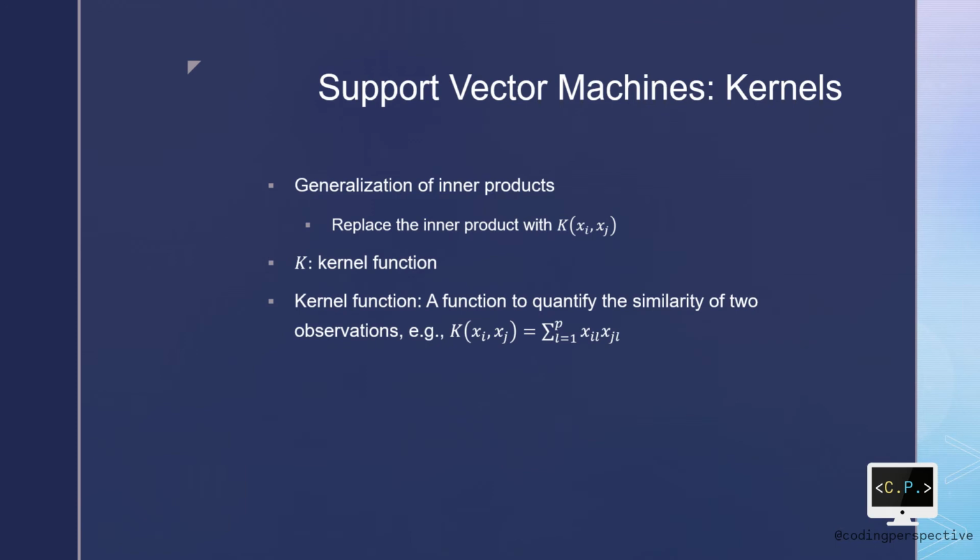Here K is some function that is called a kernel function. What is a kernel function? A kernel function is a function that quantifies the similarity of two observations. For instance, the normal inner product can be given as an example of kernel functions. As you know, when we use the normal inner product function, this will result in the ordinary support vector classifier.